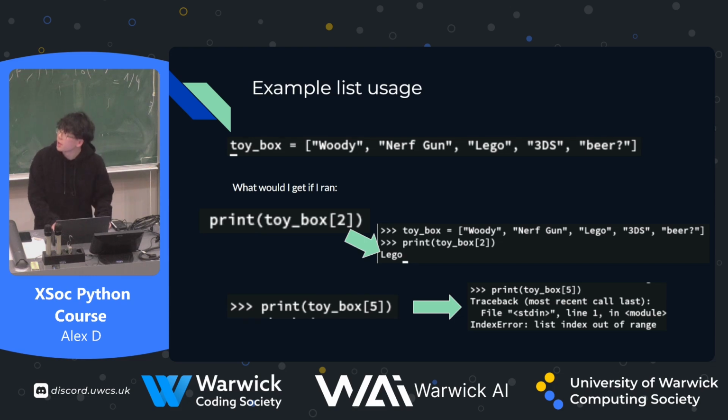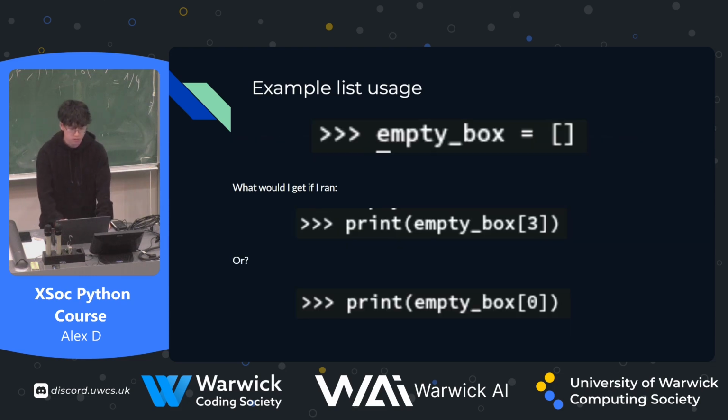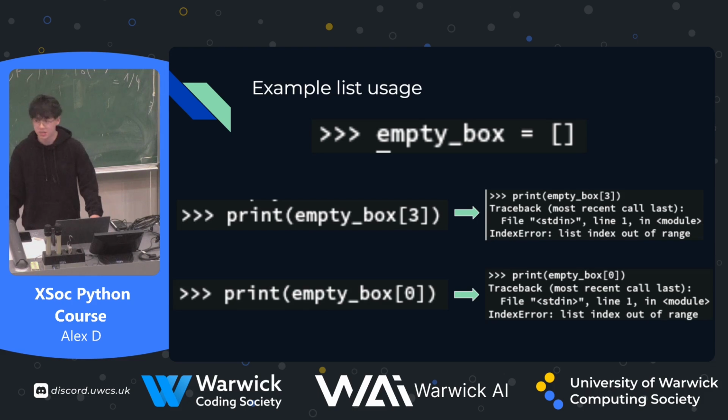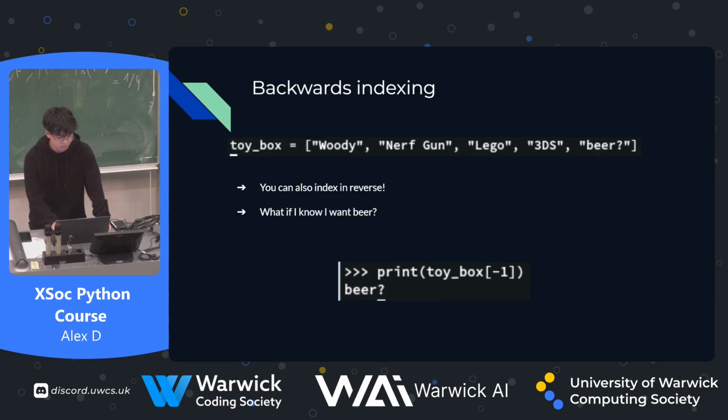Moving on to another example. We've got an empty box. What happens if we run print empty box 3? Error again. Why is that? And what about the bottom one? I'd say error again. Yep, you're right on both again. That's why. Does anyone have any questions about that? That kind of makes sense? Okay, cool. Let's move on.